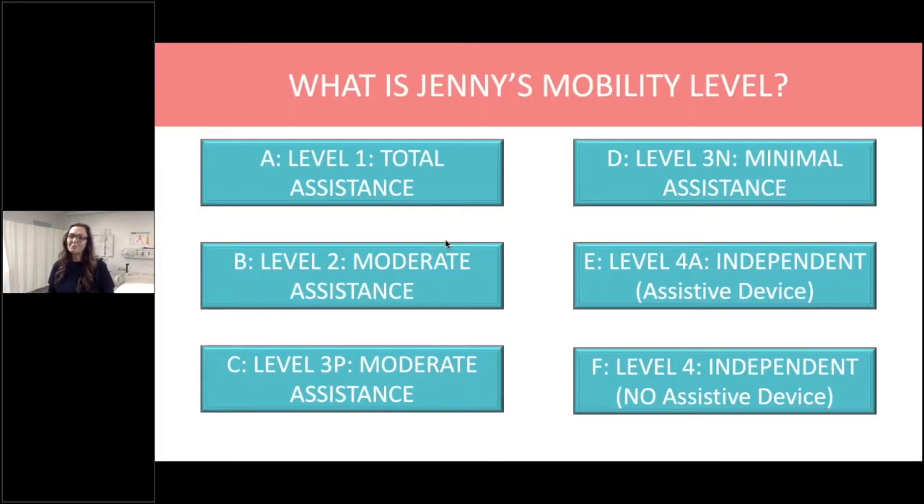What is Jenny's mobility level? Is she total assistance like Johnny? Or did she pass level 1 and is level 2 moderate assistance?